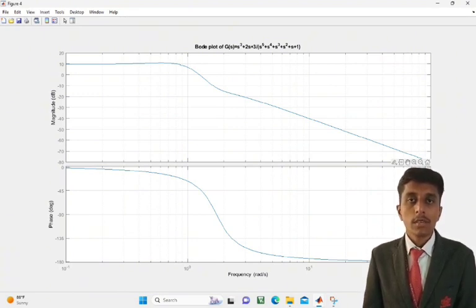The Bode magnitude plot is expressed by the magnitude, and the second one, the Bode phase plot, is expressed by the phase shifting.